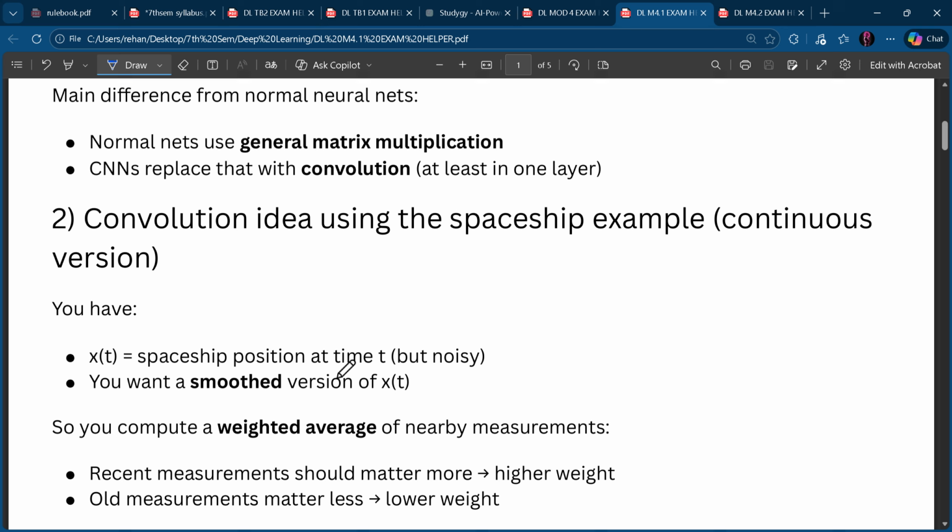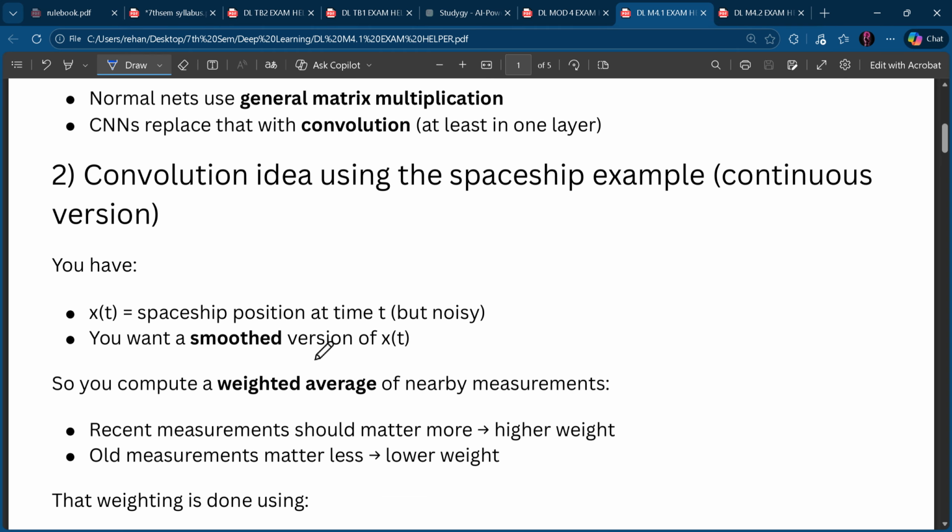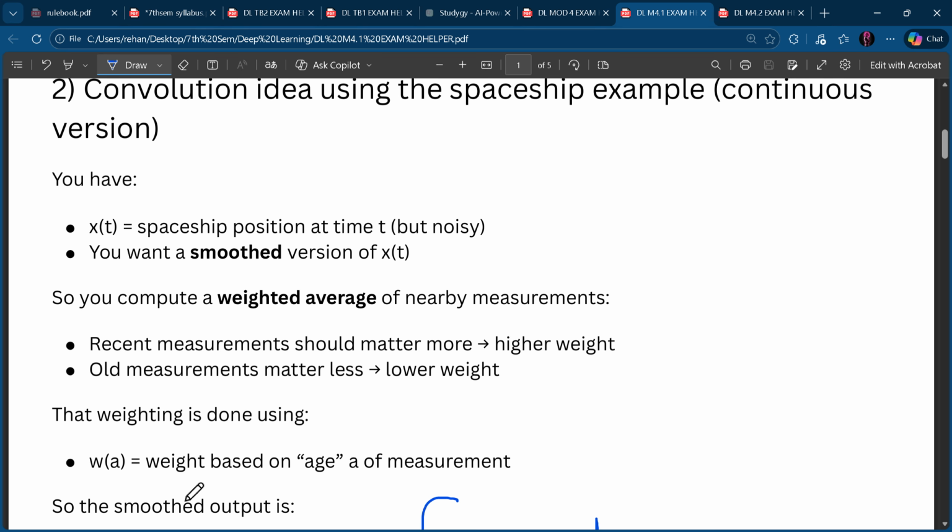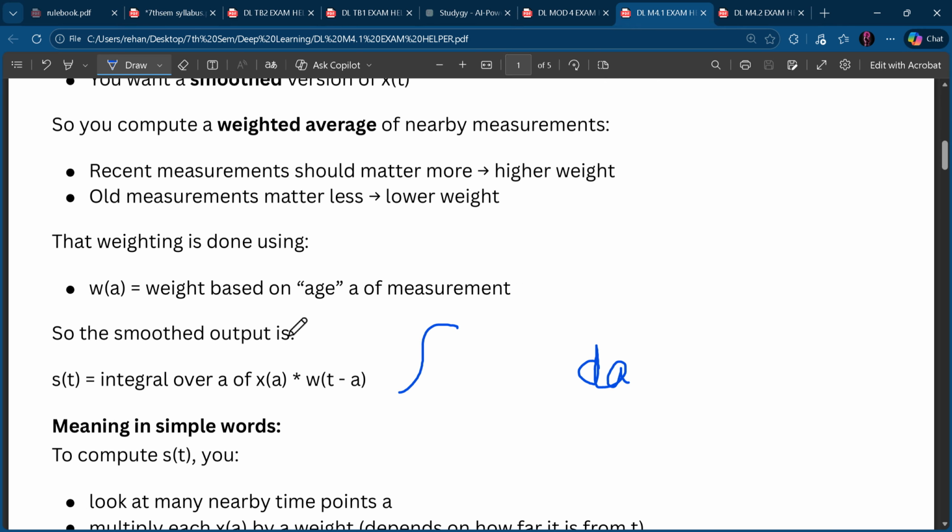So we need a smoothed, latest version with the help of a weighted average. What is this w(a)? It is a weight based on the age of the measurement, that is, how fresh the information was. For example, I got the location of the spaceship half an hour ago, so the age is half an hour. Then I got it 5 minutes ago. I will consider the 5-minute-old location, because half an hour ago, who knows where it might have gone. So that's the w(a).